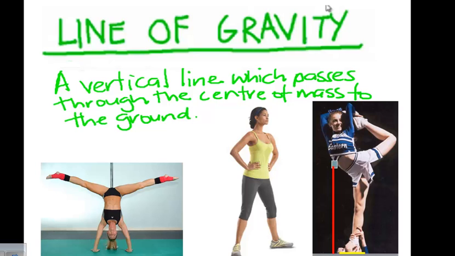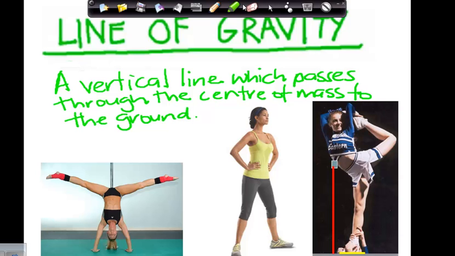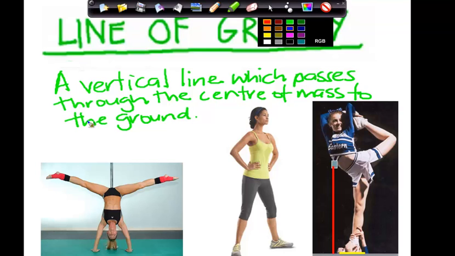Alright, next one. Our lucky last one is called line of gravity. This means the vertical line which passes through the centre of mass to the ground. So let's get this back up again. We know in this picture this lady's centre of mass is roughly about here, and in this picture this lady's centre of mass is about here. So, a vertical line which passes through the centre of mass.